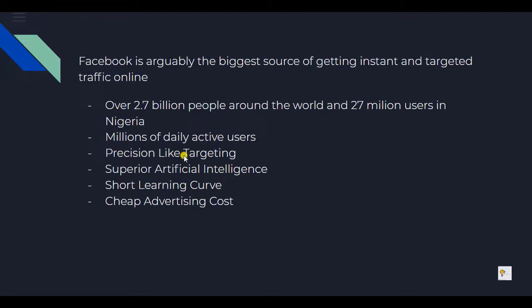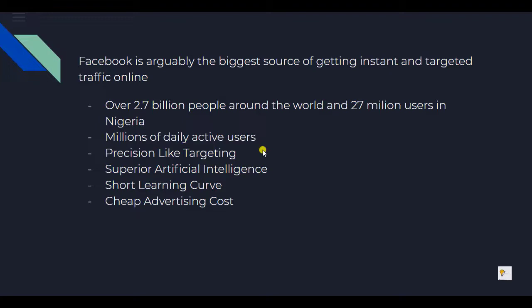Precision targeting. Facebook is one platform where you can target your audience. Facebook knows how to target the people that need or are interested in your ad, based on your description and based on what you tell Facebook to do. The targeting system of Facebook is very, very precise and very good.